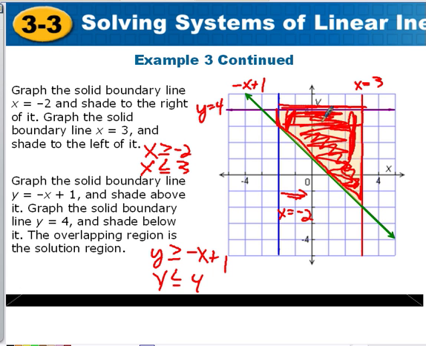And that looks like a trapezoid of some sort to me. We've got two parallel lines. So I think it said to classify the figure, and it should be classified as a trapezoid or a quadrilateral.